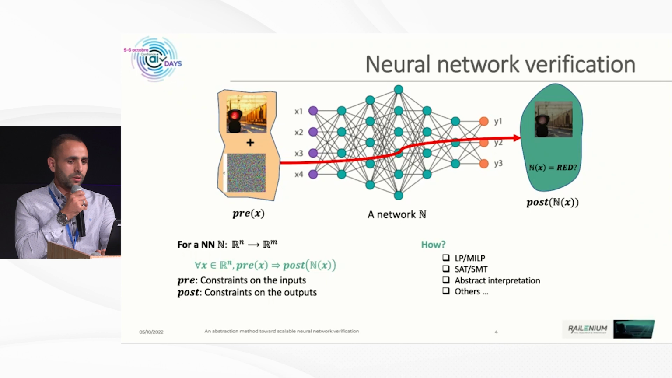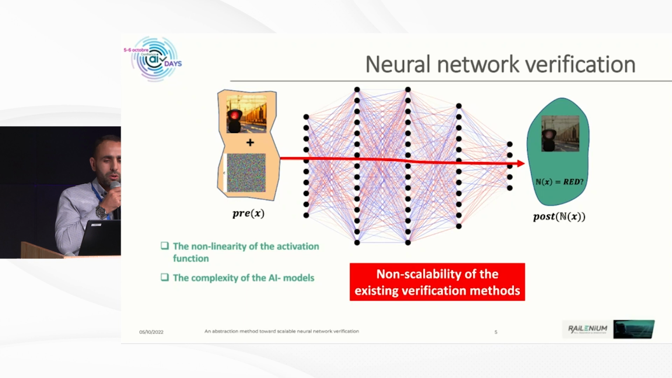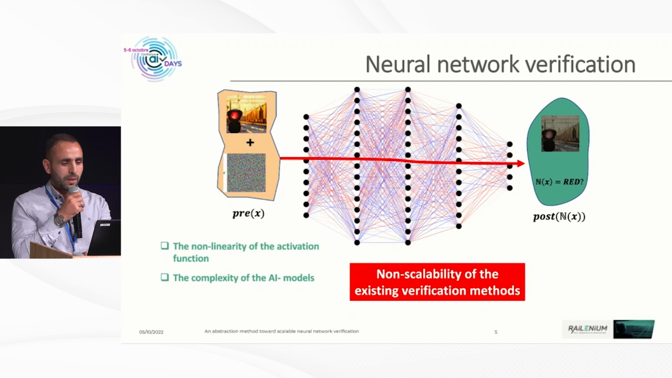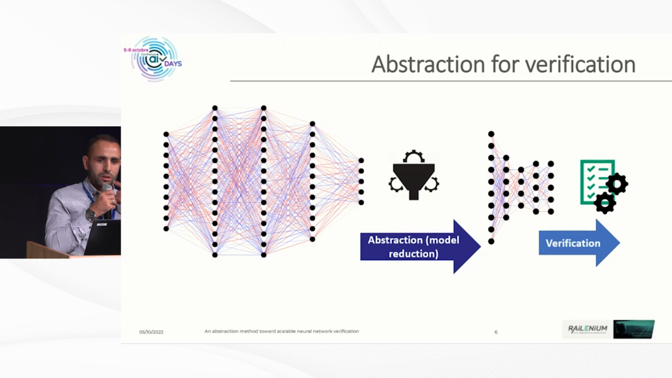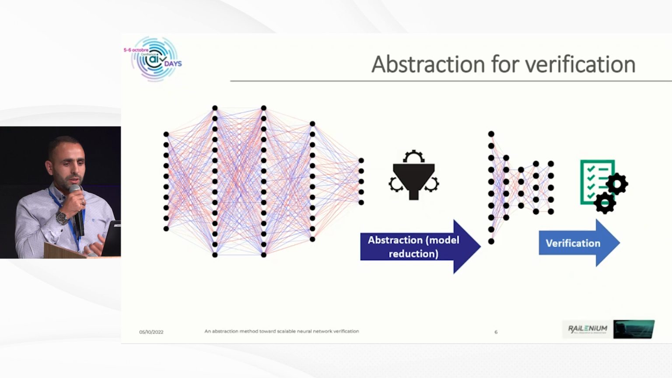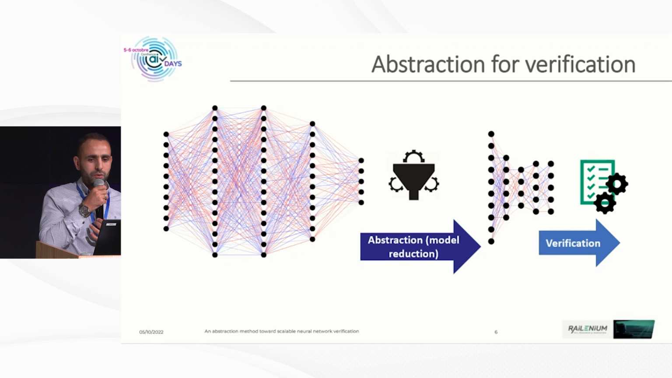However, most of these, I can say all of these verification methods, do not scale to verify large neural networks due to the complexity of the models. What we are proposing is an abstraction and model reduction method based on merging nodes to reduce the size of the network, and then apply a verification method on the reduced model and then lift the proof and the output of this verification process to the original model.